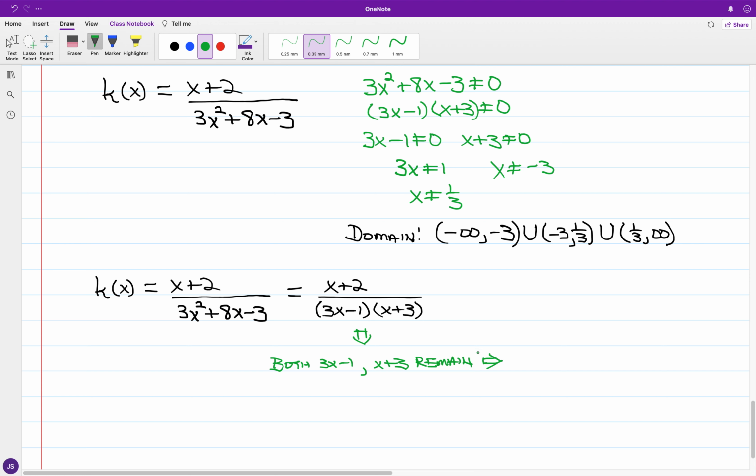And in terms of what this is going to mean, we have two exclusions from the domain, and since we don't have any cancellation of factors in the denominator, we're going to have two vertical asymptotes. We're going to have one at x is equal to 1/3, and the other at x is equal to -3.